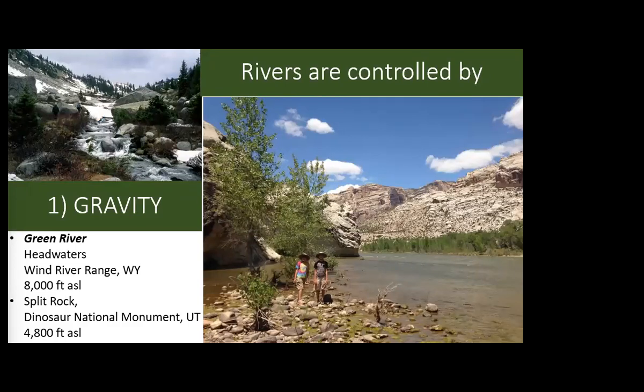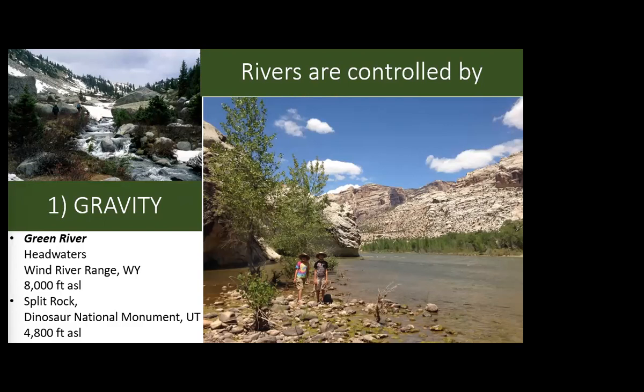So the number one thing that rivers are controlled by is gravity, obviously. As you know, water flows from uphill to downhill. So it will always flow downhill. You will never have a river flow uphill. Real basic rule of thumb of science. Gravity is number one when it comes to forces.